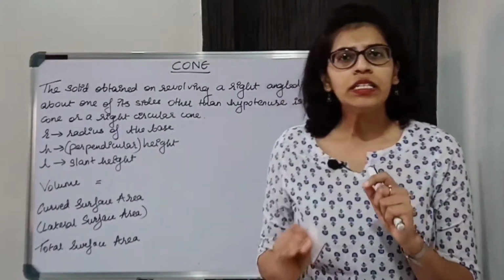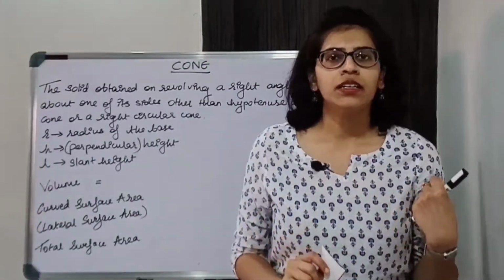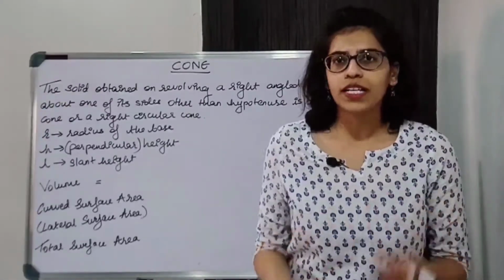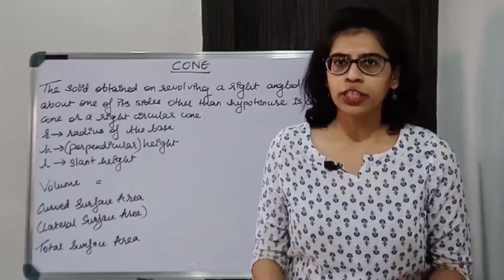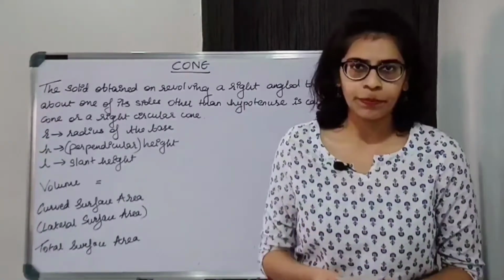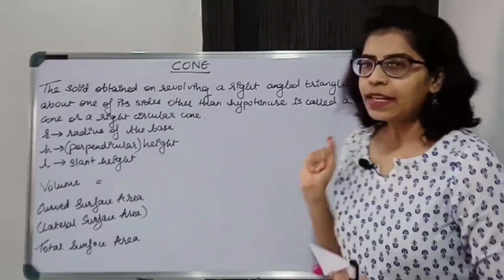That is, in simple words, you must have seen cones on a regular basis. You must have seen birthday caps. They are conical in shape. Also ice cream cones, okay, they are conical. So how will a cone appear mathematically? Now, a solid obtained on revolving a right angle triangle.